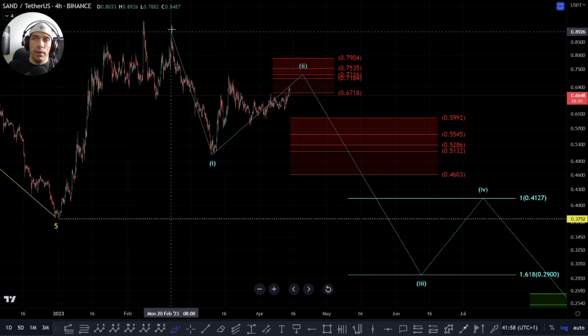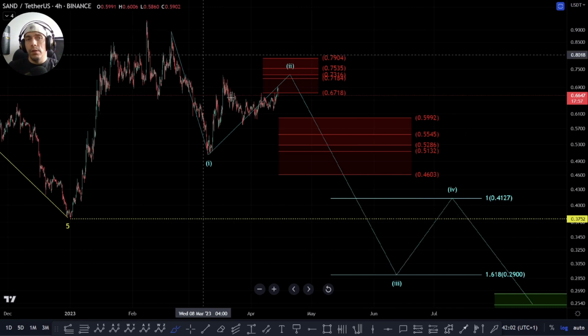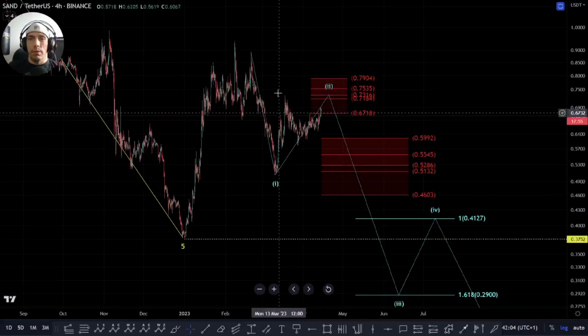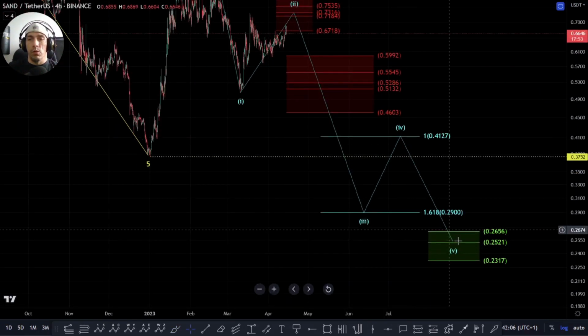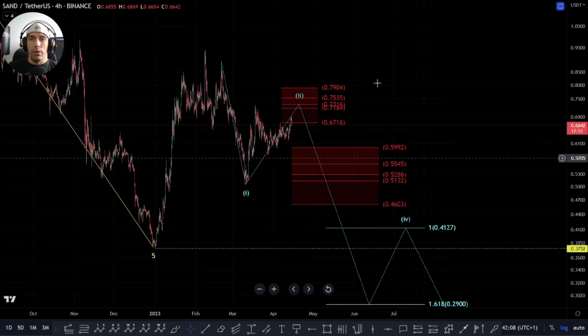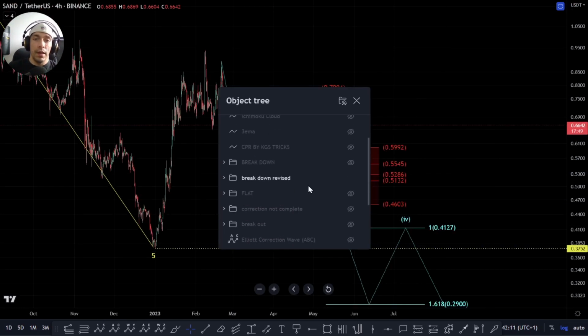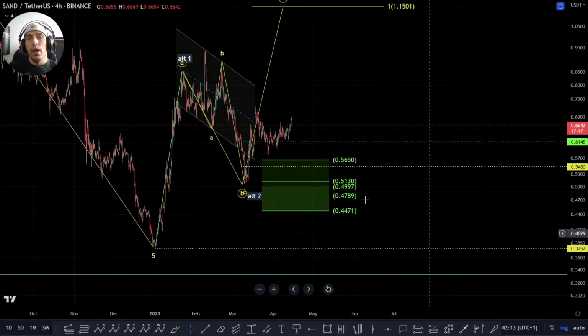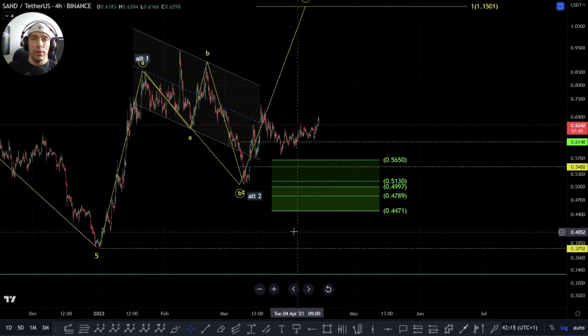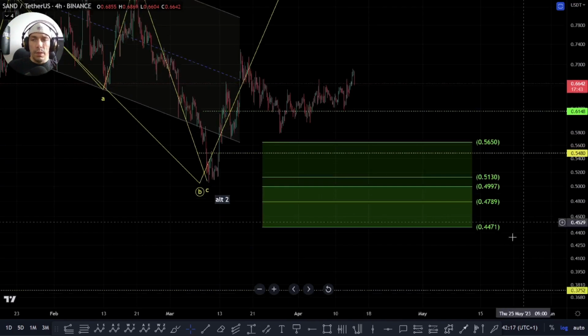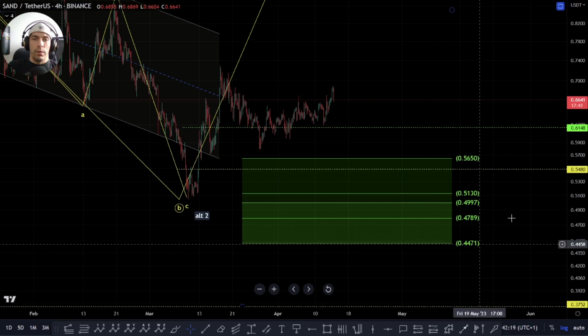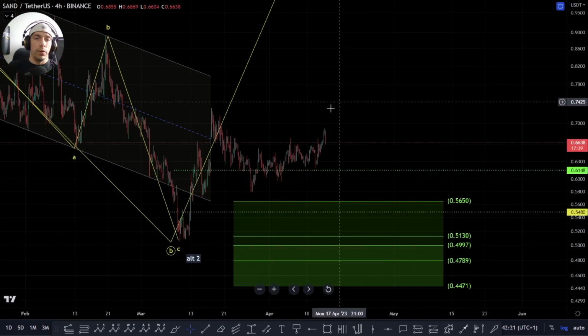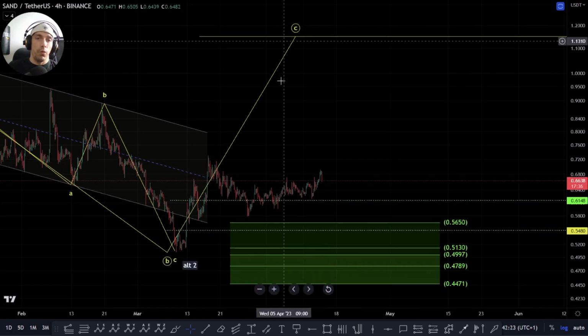Invalidation of this would only come by taking out this 89.26. If we fail to do that, basically we would have to be aware of the fact that we could still see this break to the downside. So this is just stuff we need to keep in the back of our minds as we're looking at some bullish potentials here. But really, for as long as we hold this 44.71, we can still look for the bullish potential for a C wave move to the upside.